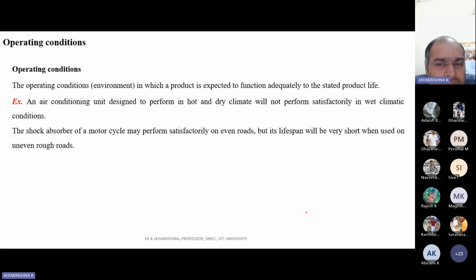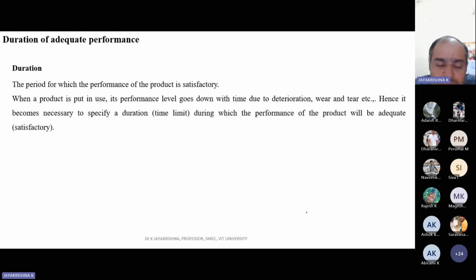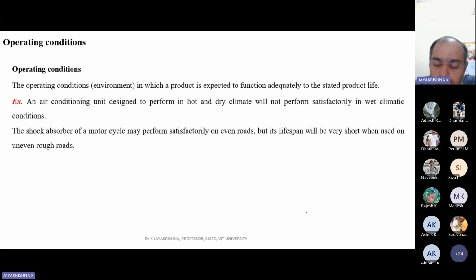That's why the operating conditions also play a very important role, and the product is expected to deliver its full functionality for the stated product life, or how long the product can deliver its functionality. As per the guarantee you are giving for the product, it should deliver that with respect to the operating conditions for which it has been designed. So that is what we call operating conditions. Now we saw what is probability, then what is adequate performance, then the duration of adequate performance, then we discussed the operating conditions. All these items reflect the definition of reliability.